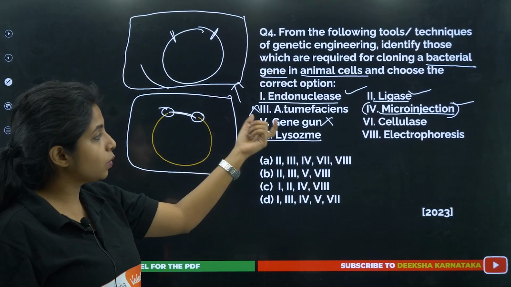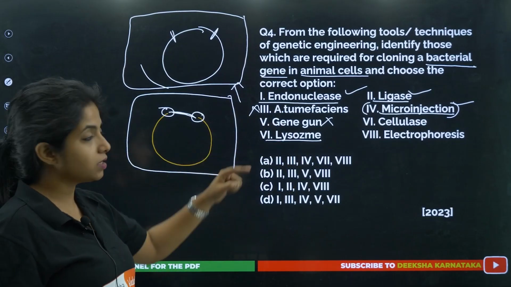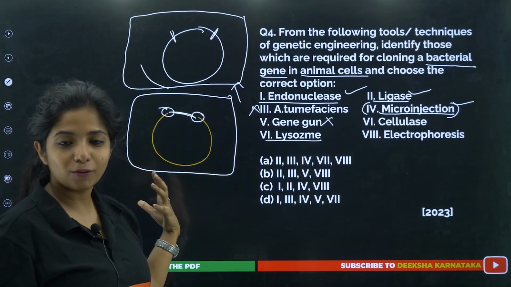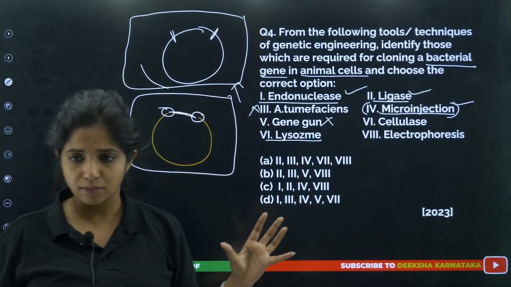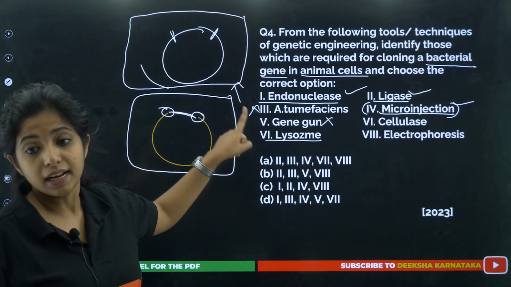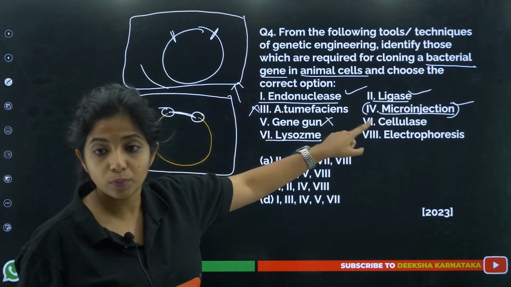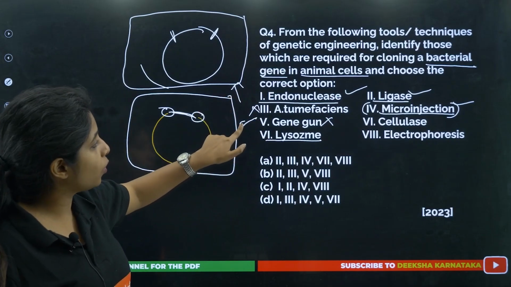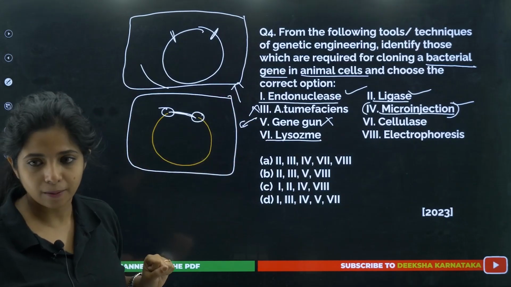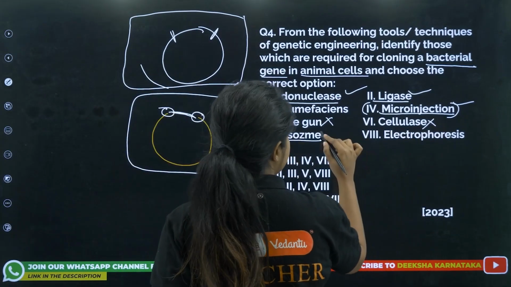For breaking this down, you need an enzyme, that is lysozyme. This is an animal cell, it does not have a cell wall, so I don't need any specific enzymes like that. Suppose it was a plant cell, then I might have needed what? Cellulase also, because it will be needed for breaking down the cell wall of the plant cell. So basically I don't need this, I might need this.